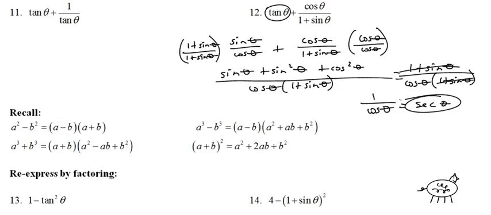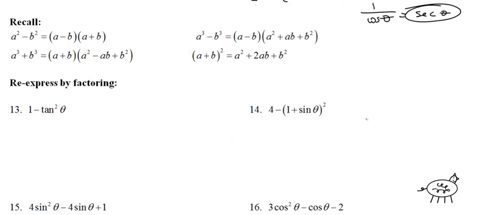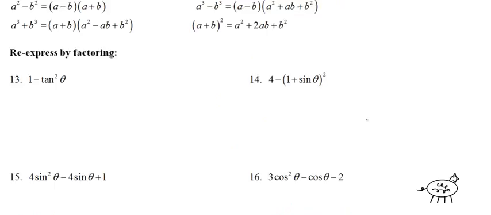Okay, so the last part real quickly is just to recall some information that you guys learned back in Algebra 2. A difference of two squares, difference of two cubes, sum of two cubes, and a perfect square trinomial. So number 13 is just like factoring 1 minus x squared. It's 1 plus x, 1 minus x. And so that's what I'm going to write here. It's going to be 1 minus tangent of theta and 1 plus tangent of theta.